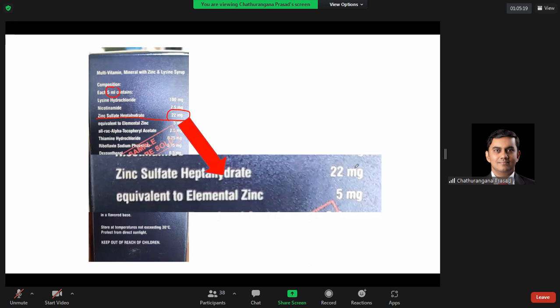This is the whole molecule, zinc sulfate, but only one quarter of this is zinc. So here the elemental zinc is actually 5. So if the child is 1 year old and you need to give elemental zinc of 20 milligrams daily, and you are giving Zincovit syrup, you need to give 20 ml of Zincovit. Yes, that is fine. The child takes 20 ml, that's fine.